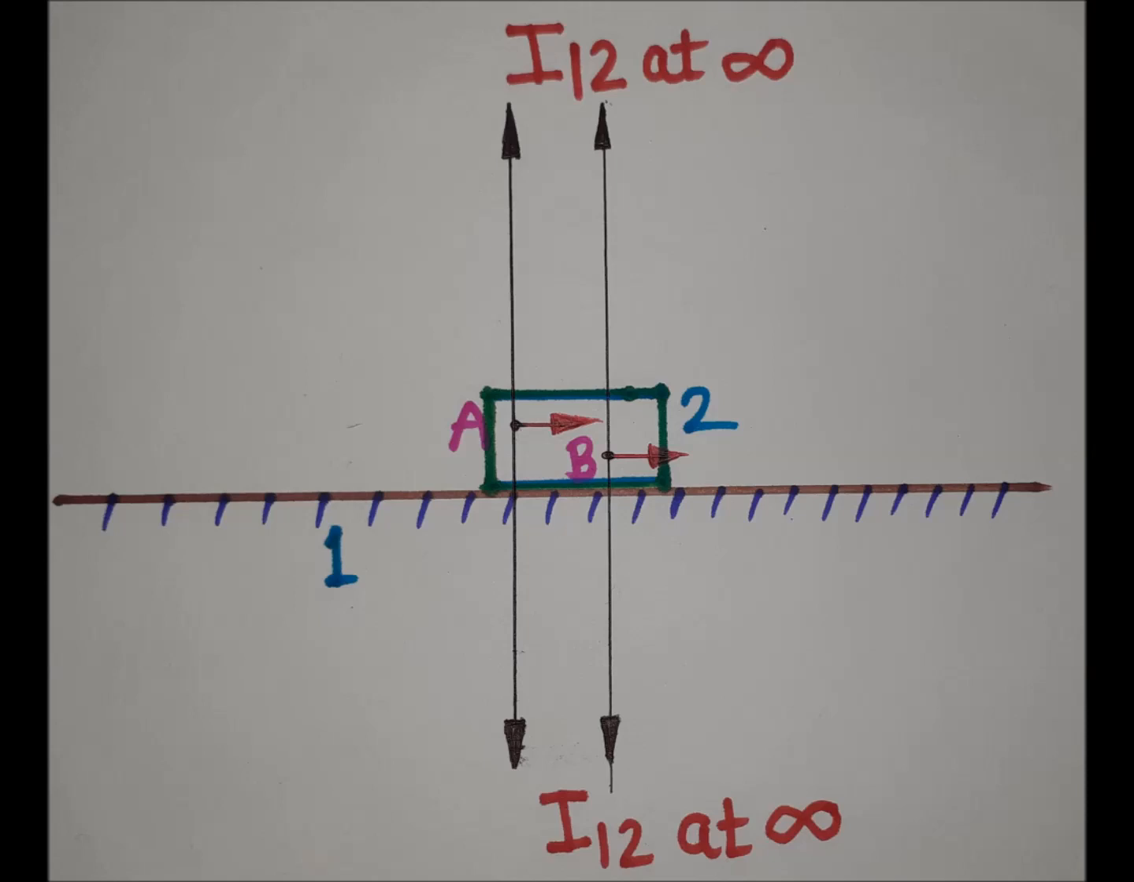Hence we can conclude I12 will be at infinity on a vertical line, and link 2 or the slider will have linear motion or translational motion in the horizontal direction.